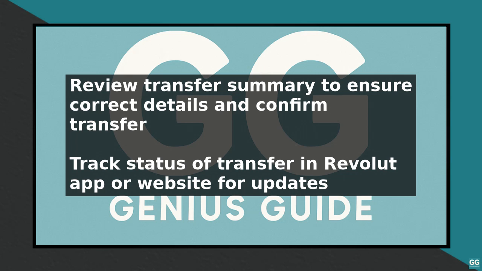In conclusion, making a SEPA transfer through Revolut is a straightforward process that can be completed in a few easy steps. By following this guide and taking the necessary precautions, you can ensure that your transfers are safe, secure, and successful. Remember to always double-check the details and be aware of any applicable fees or exchange rates.